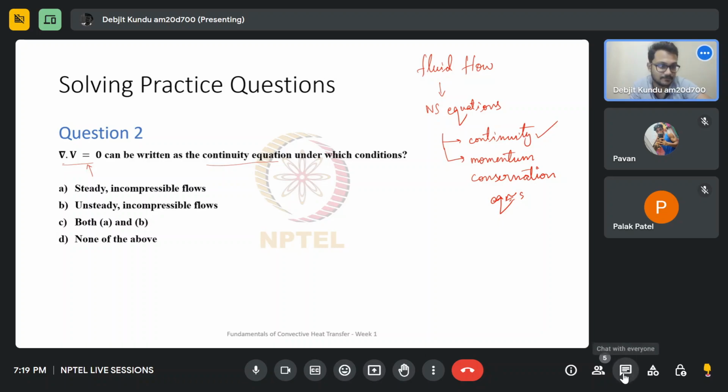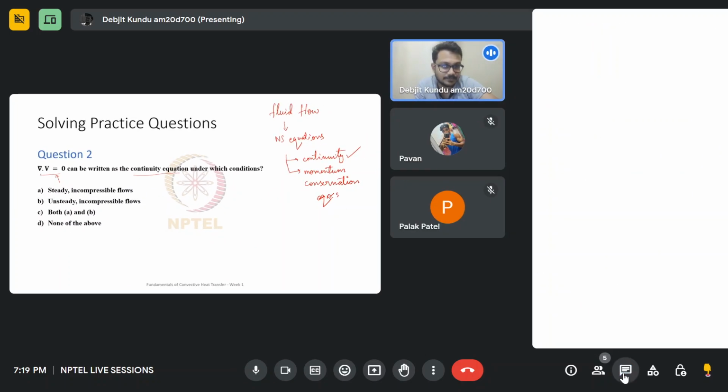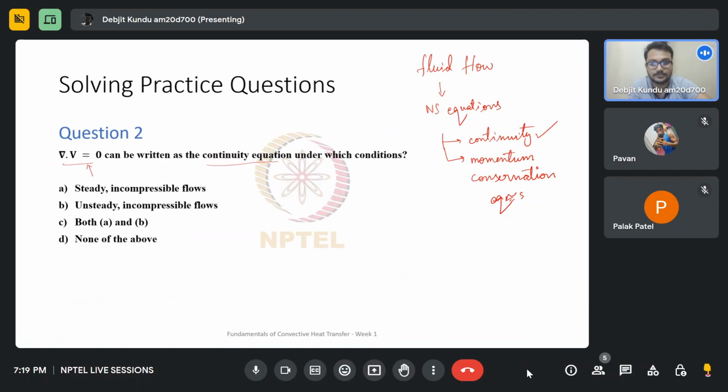So we have one response to this question in the chat box, which says it's option C, both A and B. Any other responses to the question? The question is: under which conditions can del dot V be written as the continuity equation?